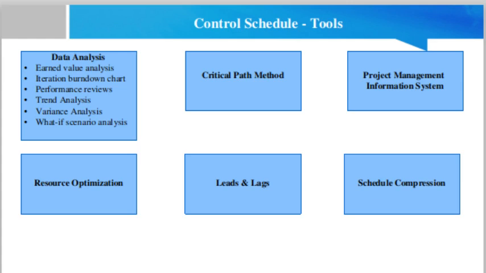Resource optimization. Resource optimization techniques involve the scheduling of activities and the resources required by those activities while taking into consideration both the resource availability and the project time. Then leads and lags. Adjusting leads and lags is applied during network analysis to find ways to bring project activities that are behind into alignment with the plan.